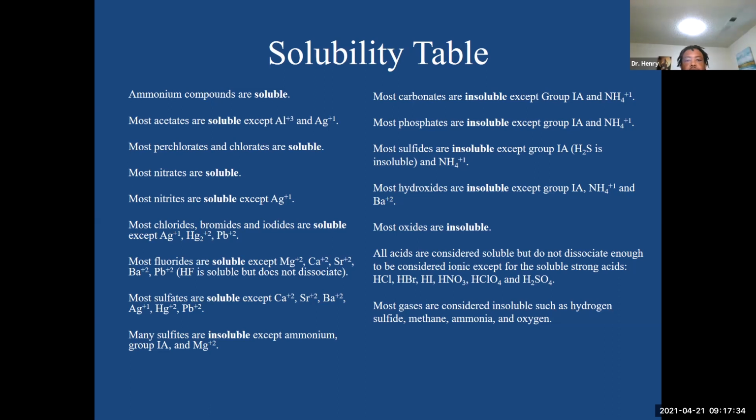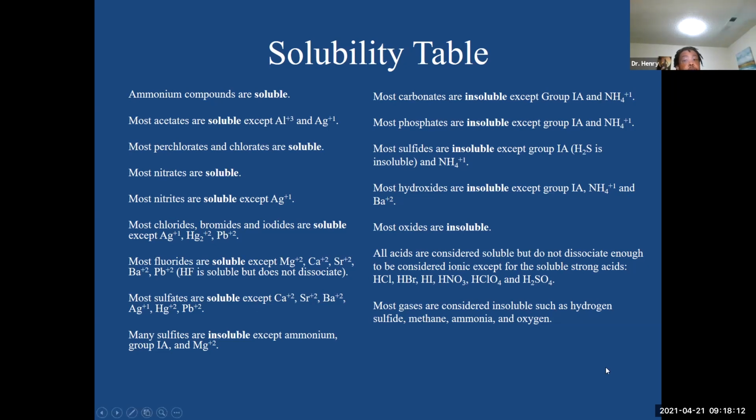But the weak acids aren't going to dissociate enough to become their ionic compounds, but your strong acids will, okay? And these are some examples of strong acids. And most of your gases are considered to be insoluble, such as hydrogen sulfide, dihydrogen sulfide, methane, ammonia, oxygen.